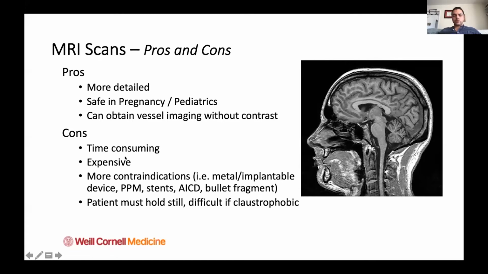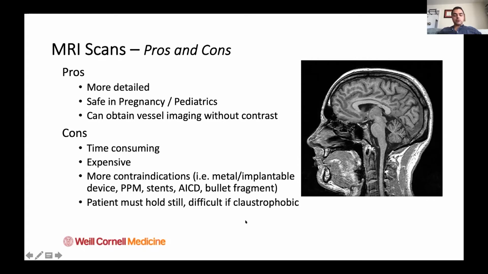Quickly, the pros: it's more detailed, it's safer in pregnancy or peds. You can get imaging of the vessels. You can get an MR angiography without even giving contrast. So in someone with renal issues, that's important. The cons: it is more time consuming. It can take up to an hour, sometimes less for just fast sequences. It's expensive. There are more contraindications. You have to think about metal implants.